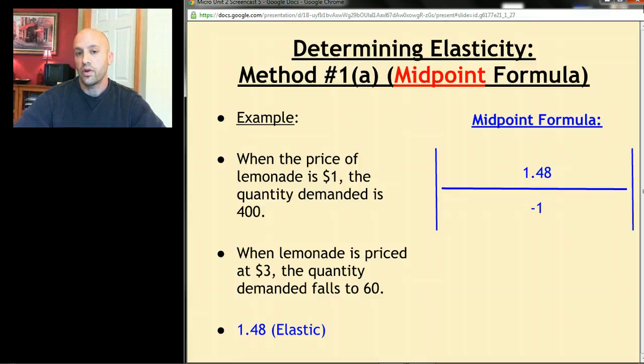And since that number is greater than 1, we know that the demand for lemonade is relatively elastic, meaning that the percentage change in quantity is greater than the percentage change in price. When we change price, quantity changes even more. People don't need lemonade.